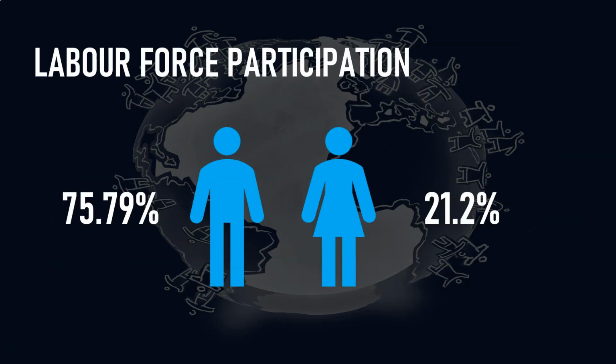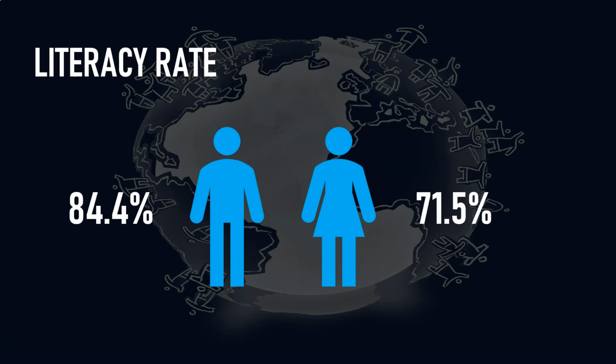We're looking at the labor force participation in India. So the percentage of male and female that work in India comprises the labor force participation. According to 2021 stats, 75.79% of the workforce in India is comprised of males and 21.2% is comprised of females. Now let's look at the literacy rate. According to 2021 stats, 84.4% of males above the age of 7 can read and write in a language, and 71.5% of females above the age of 7 can read and write in a language.